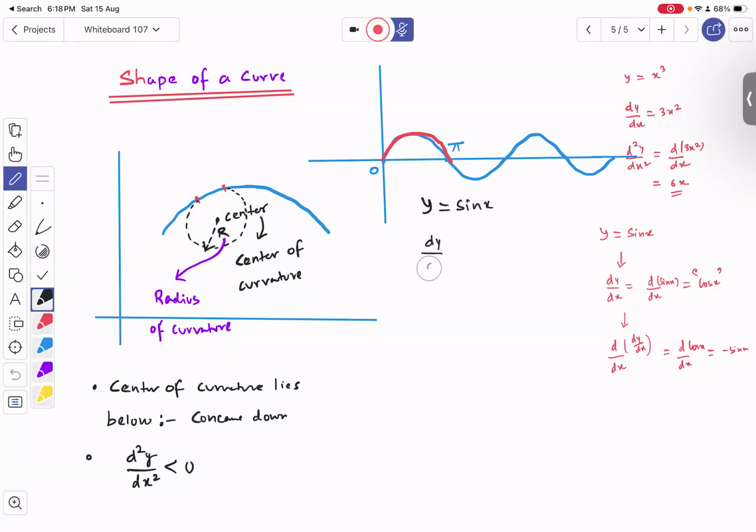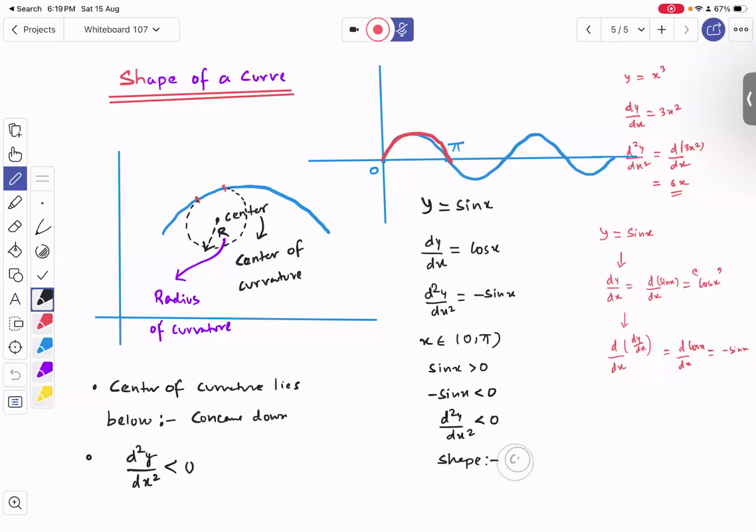Find dy by dx, which is cos x. Find d square y by dx square, means find differentiation of cos x, that will be minus sin x. If x belongs to this region 0 to 180, we know, or if you don't know, then you know now, sin x is more than 0. So what will minus sin x be then? Less than 0. So what will be the double differentiation then? Negative. So what is the shape you find there? Concave down, no?